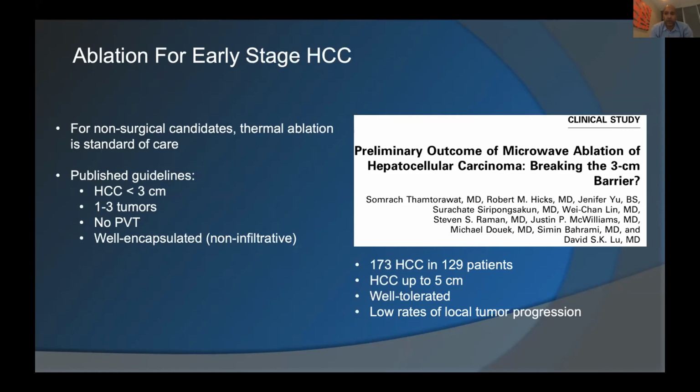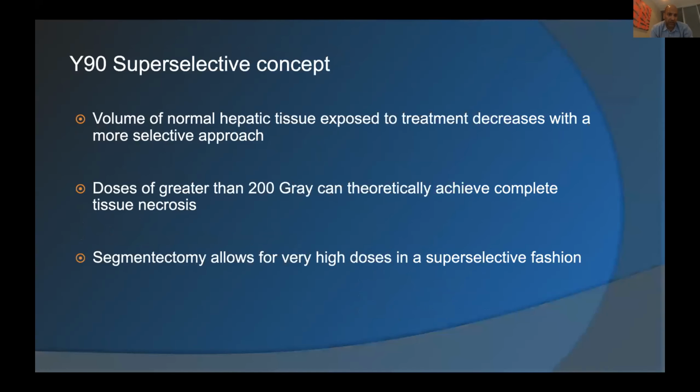And, again, I think it's partly operator preference, but the data seems to be favoring microwave over RFA, although that's another discussion. So where did we come up with the super selective concept of radioembolization? If you are more selective, you treat a much smaller volume of normal hepatic tissue, right? So instead of a right lobe, you're treating segment 8 of the right lobe.